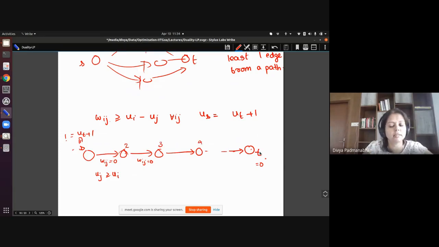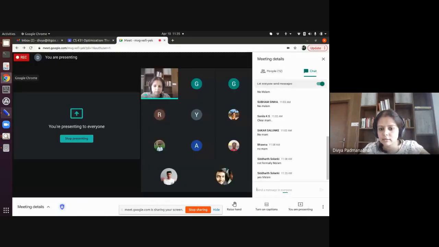But finally, you want this T to take a value 0. Ut has to be 0. So that cannot happen based on these constraints, right? If all the Wijs are 0. So that's why for sure you're going to have at least one edge for which Wij is not equal to 0. Okay, so is this idea clear?